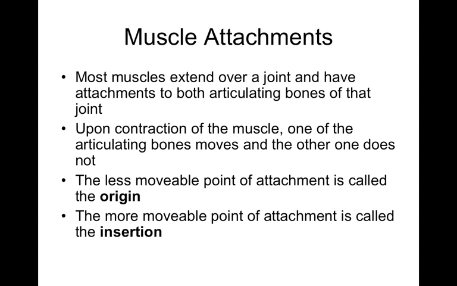Okay, that's the origin. Now its insertion is the deltoid tuberosity of your humerus. And when this muscle contracts, it causes your arm to abduct. Okay? Now what moved was my arm, the humerus. So that means the insertion was the movable part. The insertion would be the deltoid tuberosity. That's the part that moved when the muscle contracted.